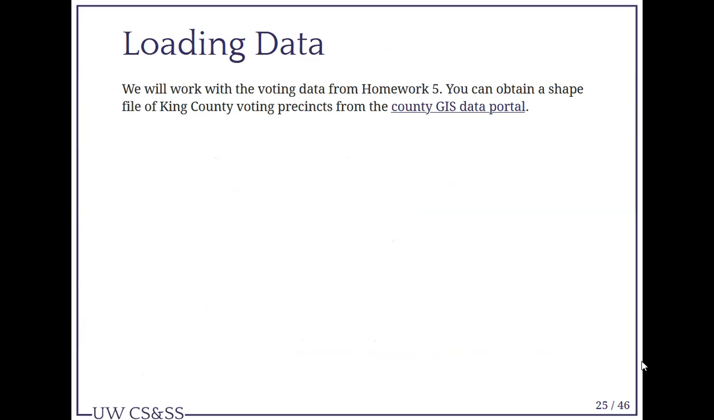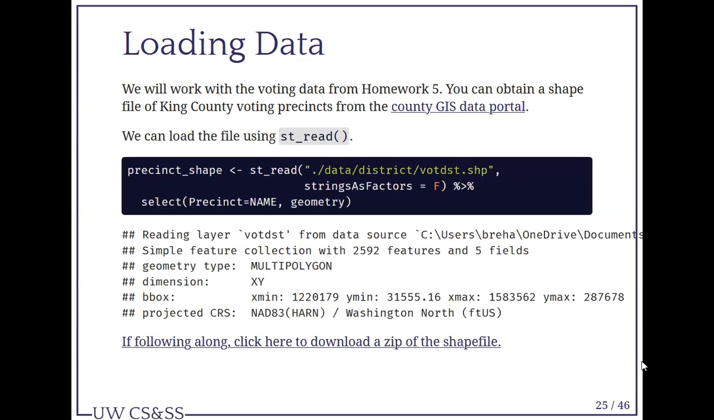Let's see how you would load the data in. We'll work with the voting data from homework 5. You can obtain a shapefile of the King County voting precincts from the County GIS data portal, which is really wonderful, by the way. Not every county has it like that. We can load the file using st_read.